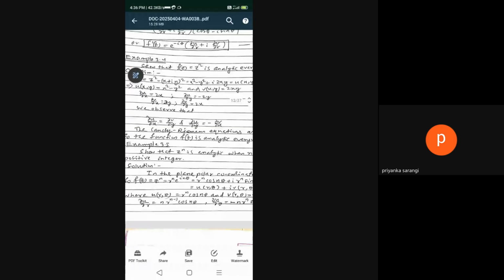So see, your x square is equal to x square. (iy) whole square is equal to i square y square, which is nothing but minus y square. And your 2xiy is nothing but i 2xy. Are you getting it? So your z square is equal to x square minus y square plus i 2xy. So this can be represented in u plus iv form. So here your u is equal to x square minus y square and your v is equal to 2xy.